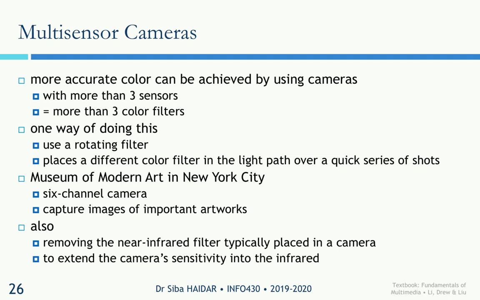One way of doing this is, for example, to use a rotating filter that places different color filters in the light path over a quick series of exposures. So to vary the number of filters, we make one additional rotating filter which can vary the filters and rotate. And one example is in the Museum of Modern Art in New York City, in which you can find art that was captured with 6 channel cameras.